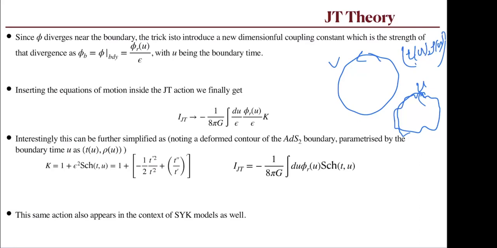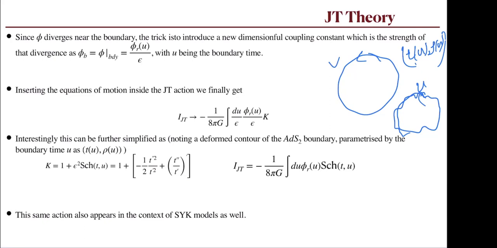In this form, this is something called the Schwarzian derivative. This derivative is basically with respect to u now. As I have said, t and rho are now functions of u at the boundary; you are just setting your boundary time to be u. Then this k is the Schwarzian part. And finally, this epsilon squared goes away, and what you will get is only this term.